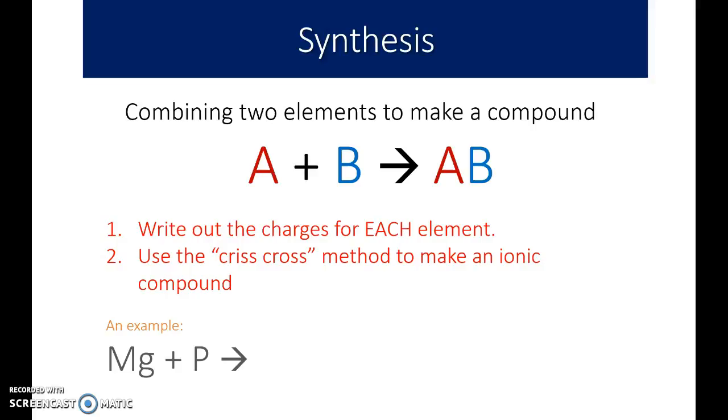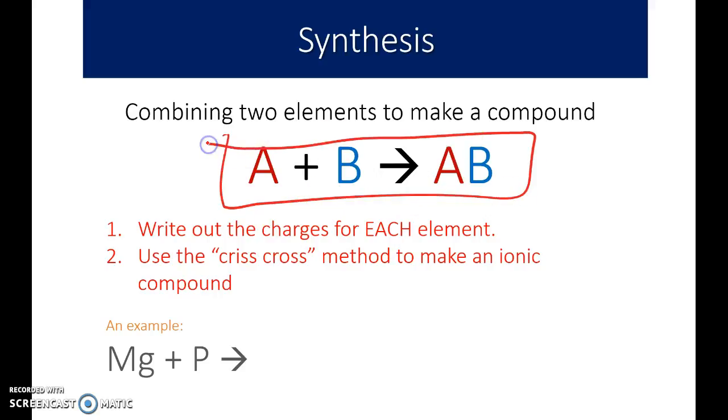In this video, we are going to talk about how to predict products for synthesis reactions. As a reminder, a synthesis reaction is where you combine two elements to make one compound. So we have the reaction framework here, A plus B. A and B are just representing two different elements, and you can see that they combine together to make one compound.